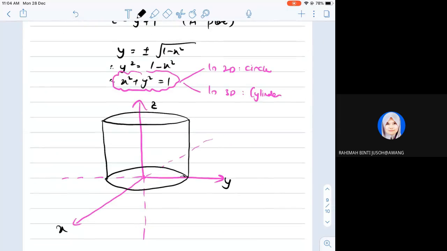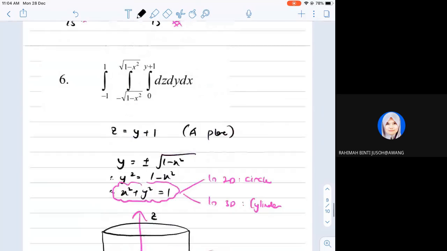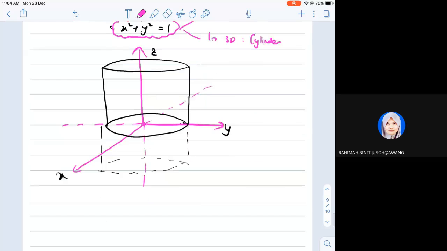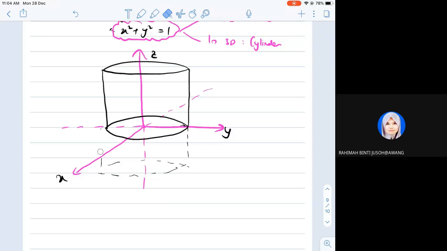Okay, kenapa saya start daripada tapak? Kenapa saya tak bawa kat bawah lagi? Why I don't put this down here? Kenapa guys saya tak buat sama ke bawah? Because if you look here, z, the limit of z is starting from 0. Okay, ni 0 ni. Until y plus 1. So kita start daripada tapak lah. That's why we don't have the negative part of z. Okay, so that's why we don't have this part. Ni tak perlu. Tapak bawah ni tak perlu. So we start from xy plane. From z equals to 0.